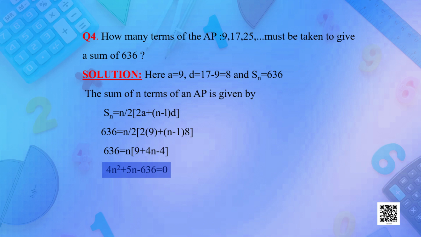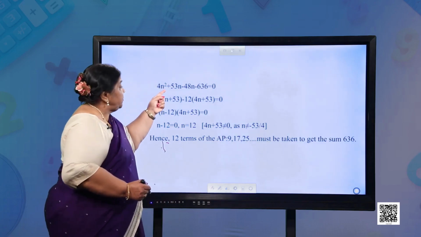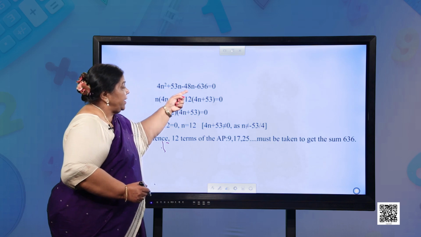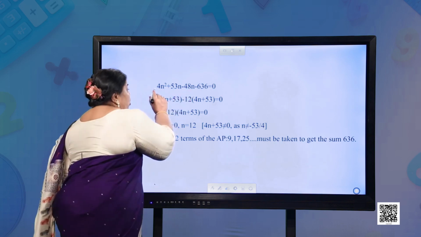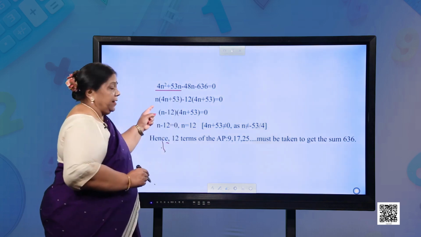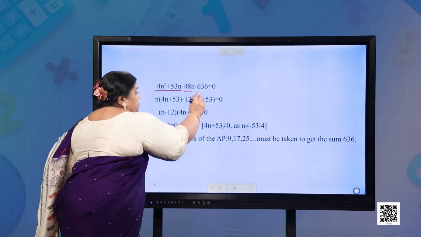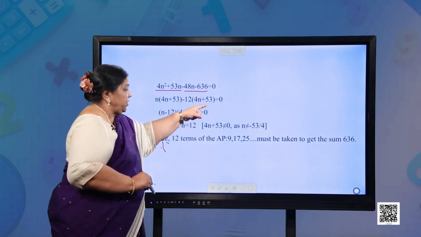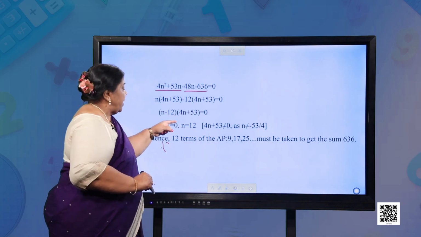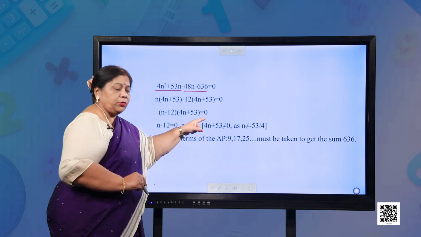Let us solve this quadratic and find out the value of n. We have 4n square plus 53n minus 48n minus 636 is equal to 0. Now, what is common in these two terms? n is common. So, n into 4n plus 53. Here you can observe 12 is common. So, you get 4n plus 53 here also. Thus, the two factors are n minus 12 and 4n plus 53, whose product is equal to 0.